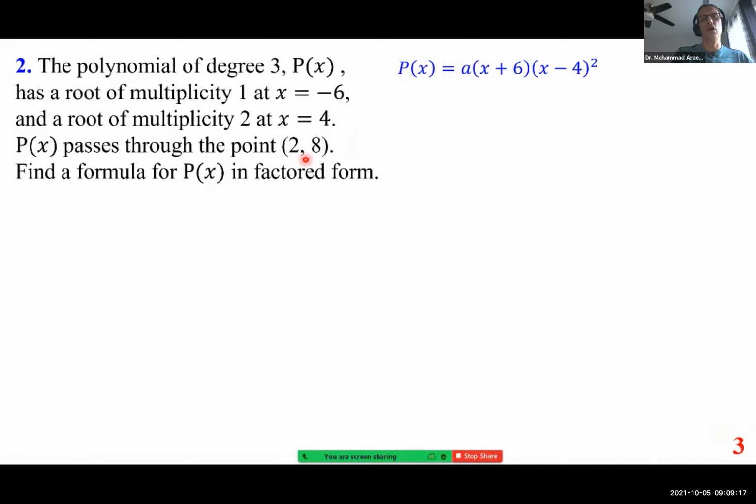Here's the pair, 2, 8, which means replace the x with 2, replace the p of x or the y coordinate with 8. So we plug in 2. We get a times 2 plus 6 times 2 minus 4, quantity squared equals 8, and we can find a this way. This is 8. This is a -2. Quantity squared is a 4. We can drop the 8 from both sides and divide by 4, and a becomes 1/4.